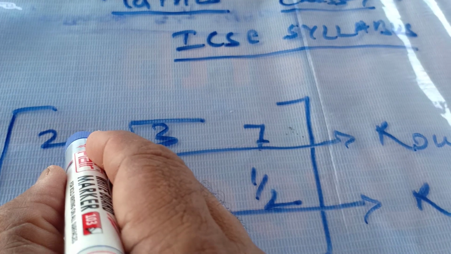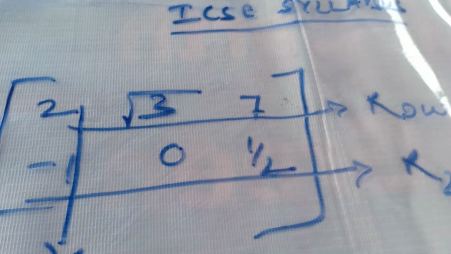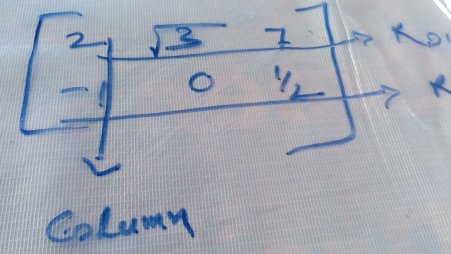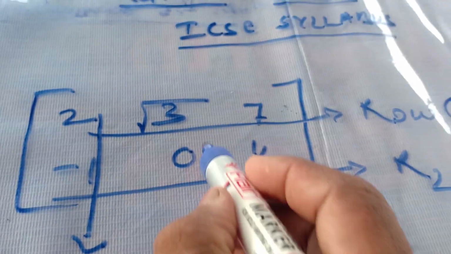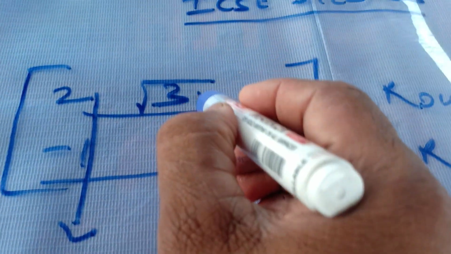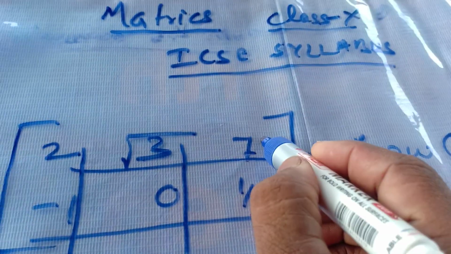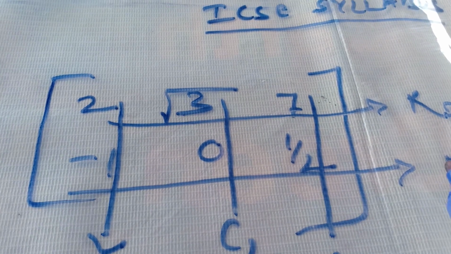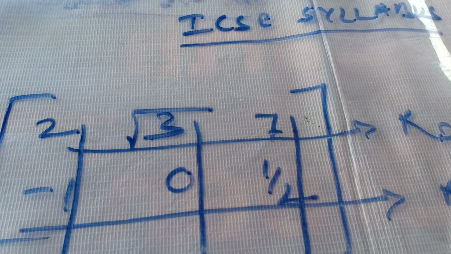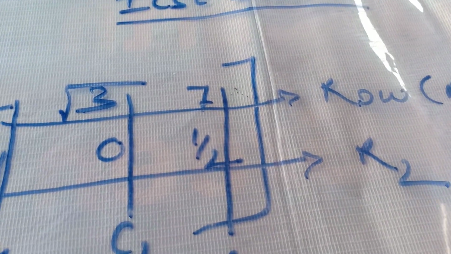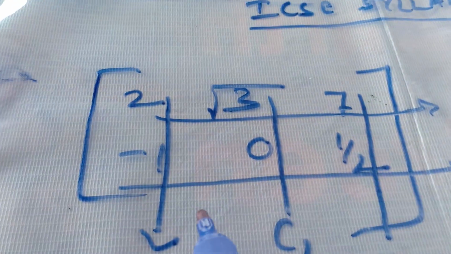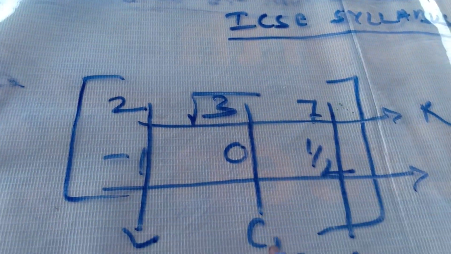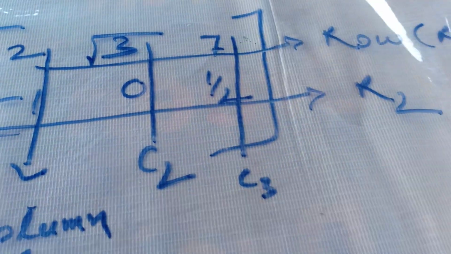And similarly, top to bottom is called columns. And this is C1. Similarly, this is the first column, second column C2, third column C3. So once again I am repeating, left to right they are called rows, generally denoted by R1, R2, and so on. And from top to bottom it is called columns, C1, C2, C3, and so on.